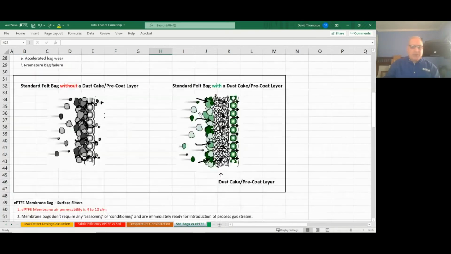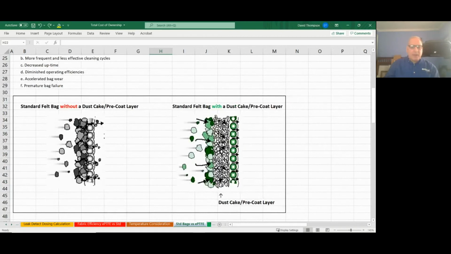What we show you here is an unpre-coated bag, a standard bag with no pre-coat, and a standard bag with pre-coat. The pre-coat is protecting the bag, the substrate, from the particulate. Here you have no protection. You have no pre-coat. Pre-coat's critical. Once this dirt gets into the matrix of the substrate, the bag is fouled and it will be for life. You won't get it clean. The same thing can happen here in a pre-coated bag.